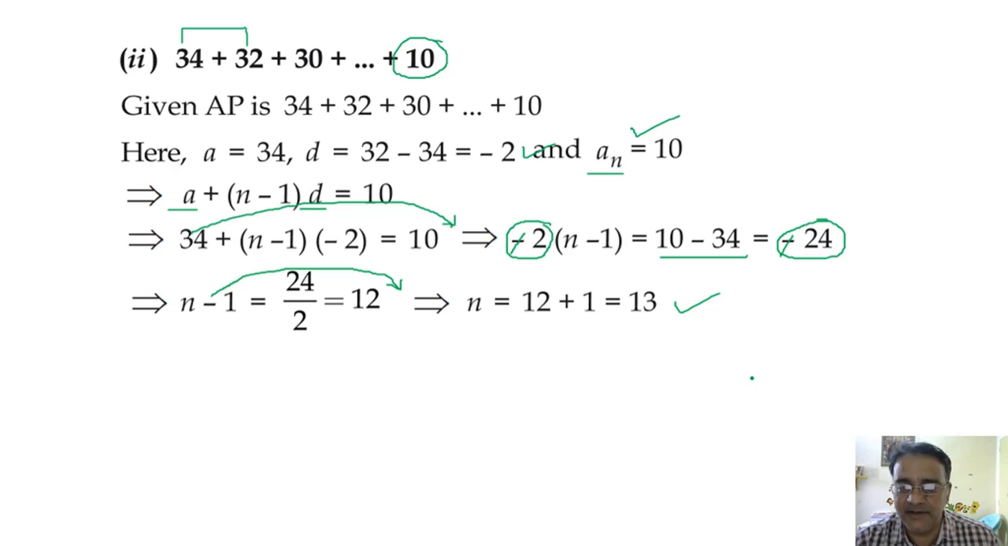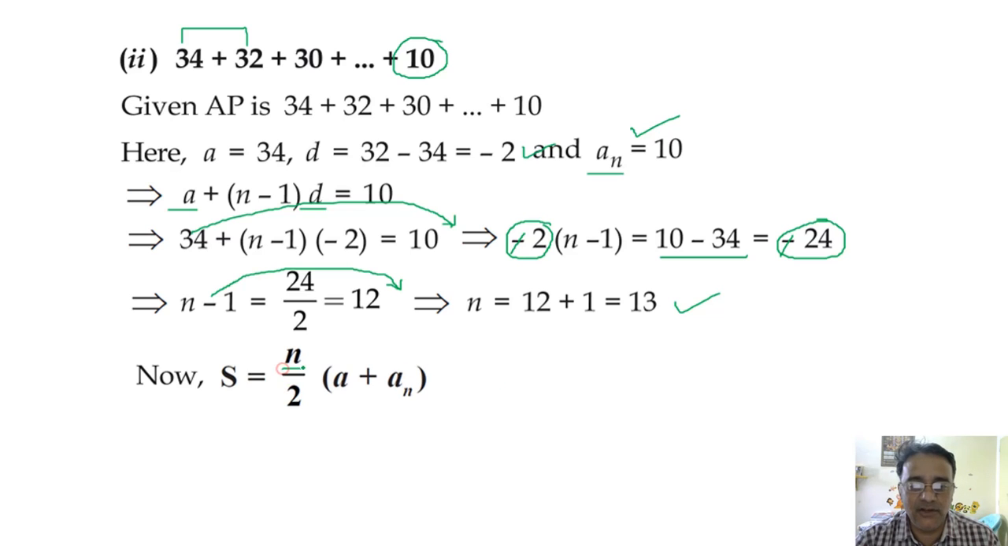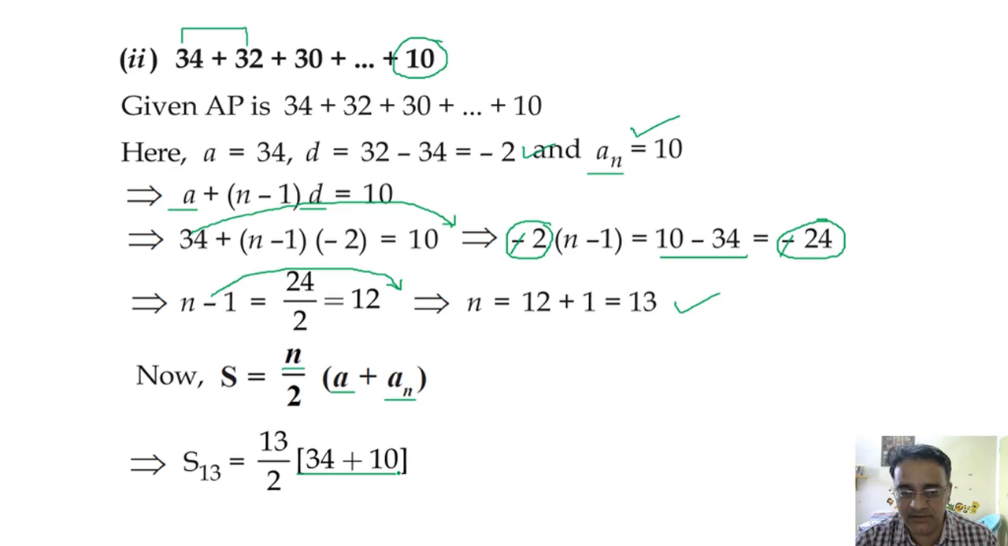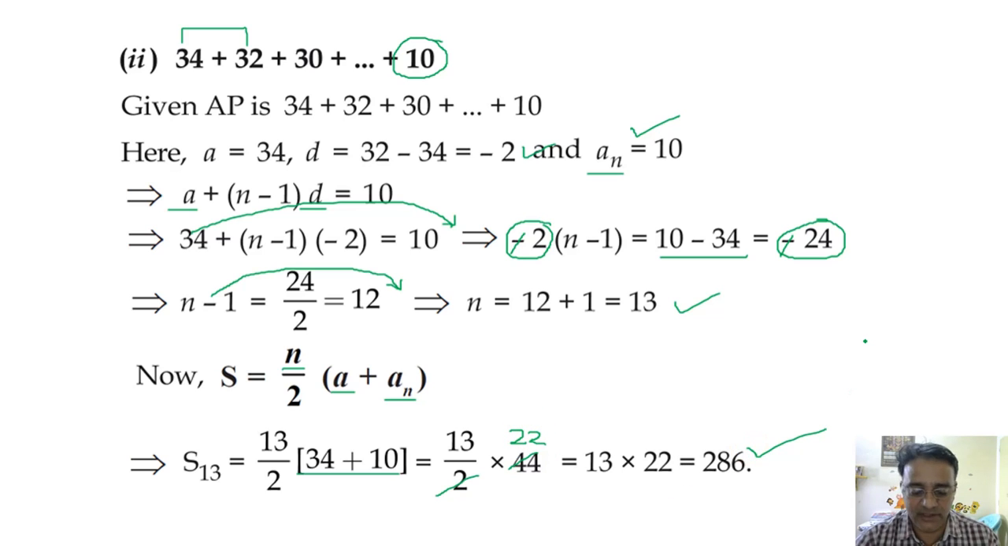Now which formula will we use for finding the sum? Sn is equal to n by 2 into a plus an. Now substitute the values of n, a and an. So 13 by 2, 34 plus 10. The sum of these two is 44, which is divisible by 2, so we can divide it and we get 22. So 13 into 22, the final answer is 286.